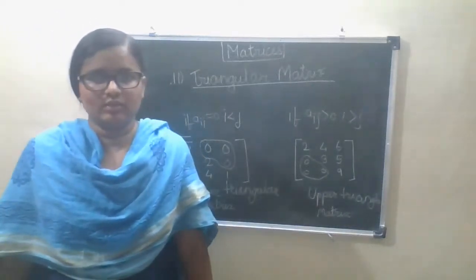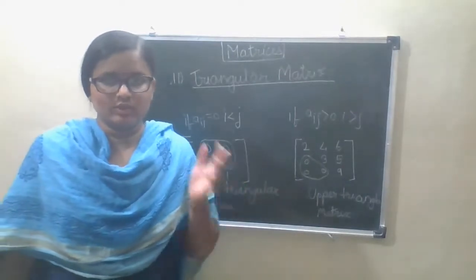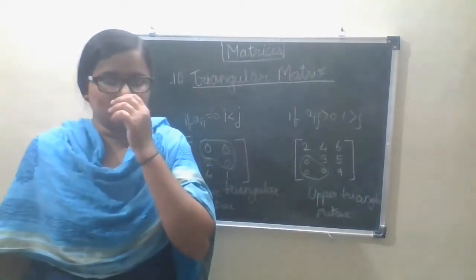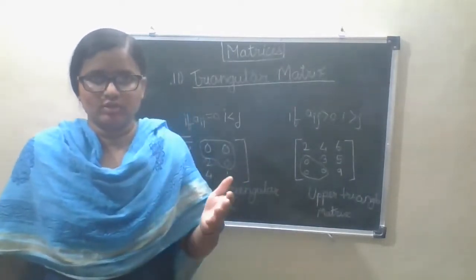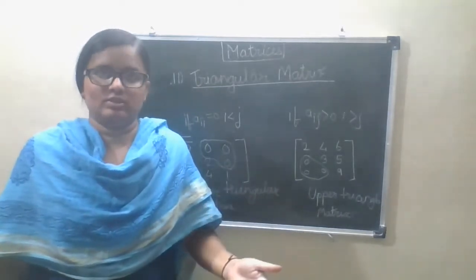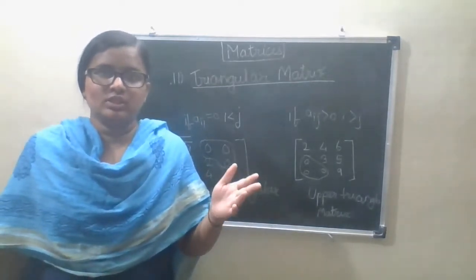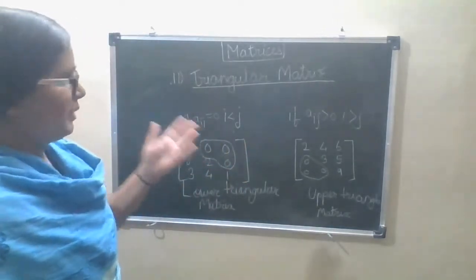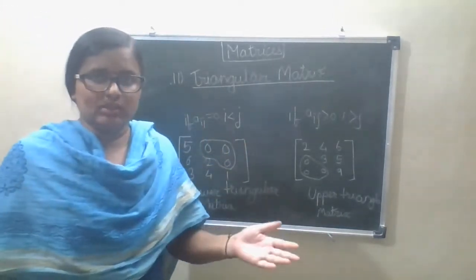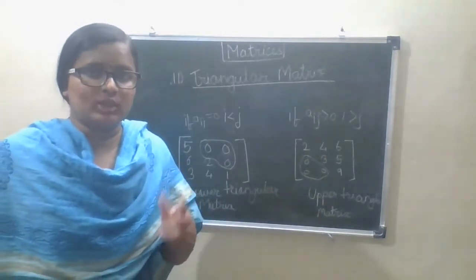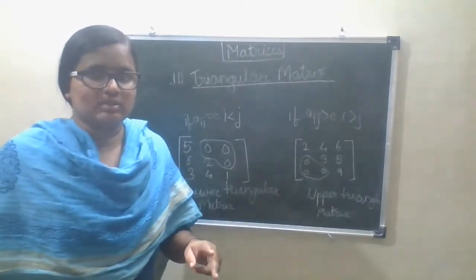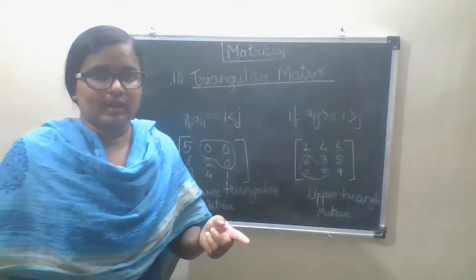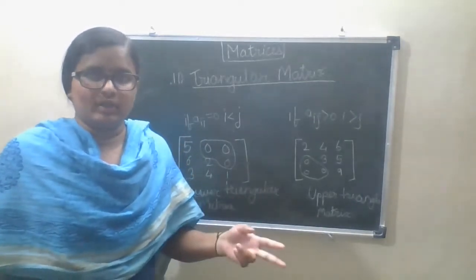Now further, we saw skew symmetric. Just now we saw the skew symmetric matrix. Now we will see what is a triangular matrix. Okay, in the triangular matrix there are two types of matrix: upper triangular matrix and lower triangular matrix.